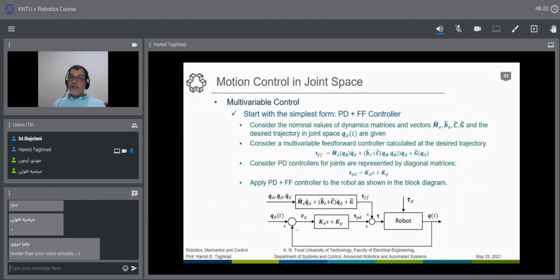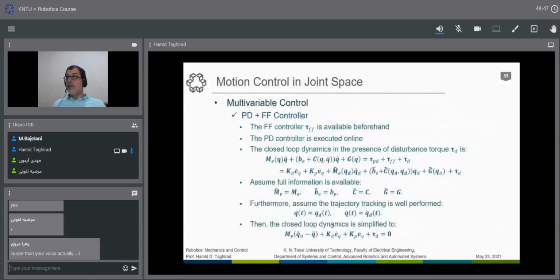Now, if we go through this to see what will happen, is it good enough? We need to analyze the closed loop dynamics of the system. Now, we don't have any characteristic equation, we don't have Laplace transform, but we have the differential equation in a multivariable case, and then we use that.